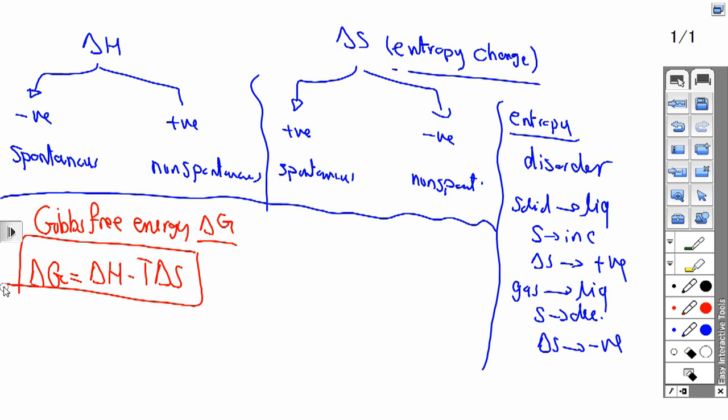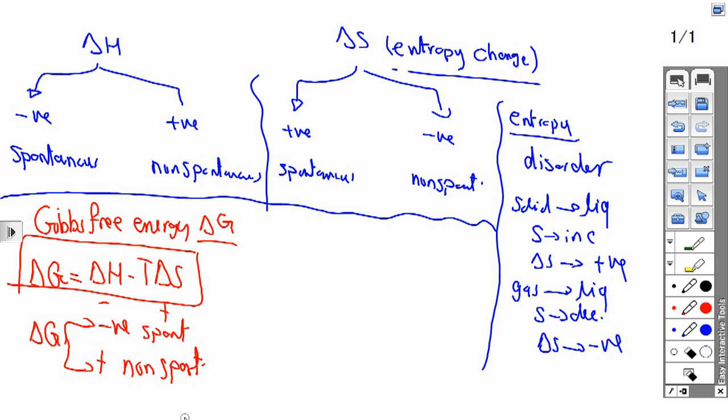If delta H is negative and delta S is positive, what is the value of delta G in this case? Positive T times negative gives negative, and negative plus negative is negative. So if delta G is negative, the reaction is spontaneous. But if delta S is negative and delta H is positive, negative times negative is positive, and positive plus positive equals positive. So delta G is positive, and the reaction is non-spontaneous.